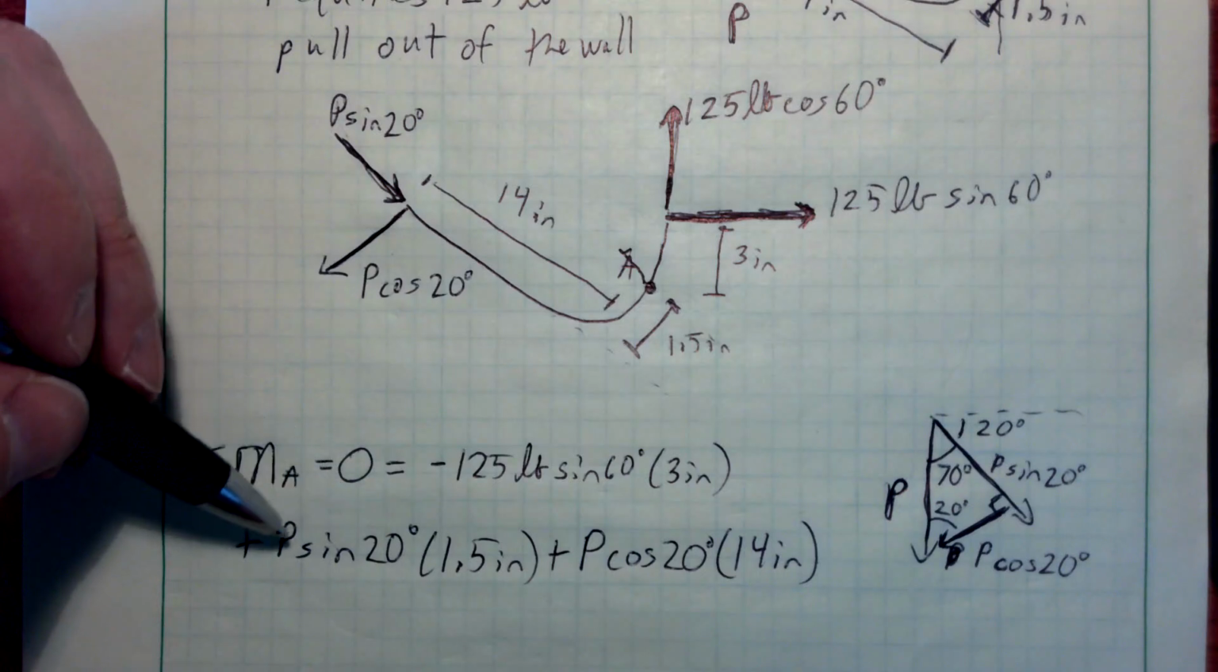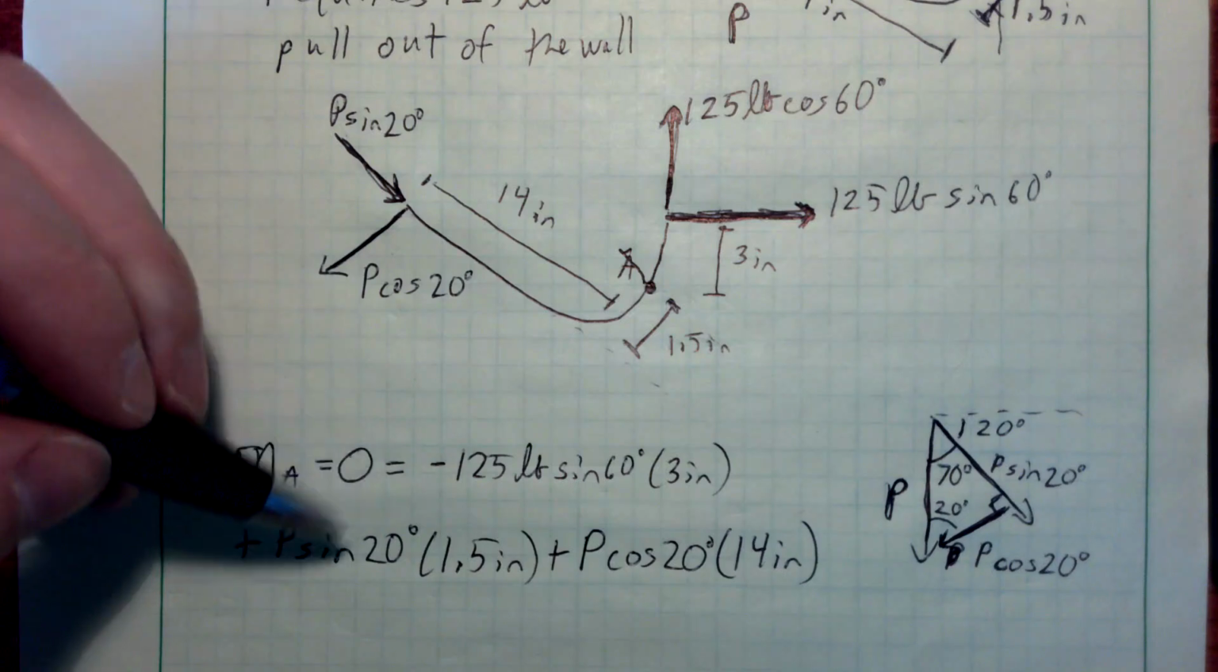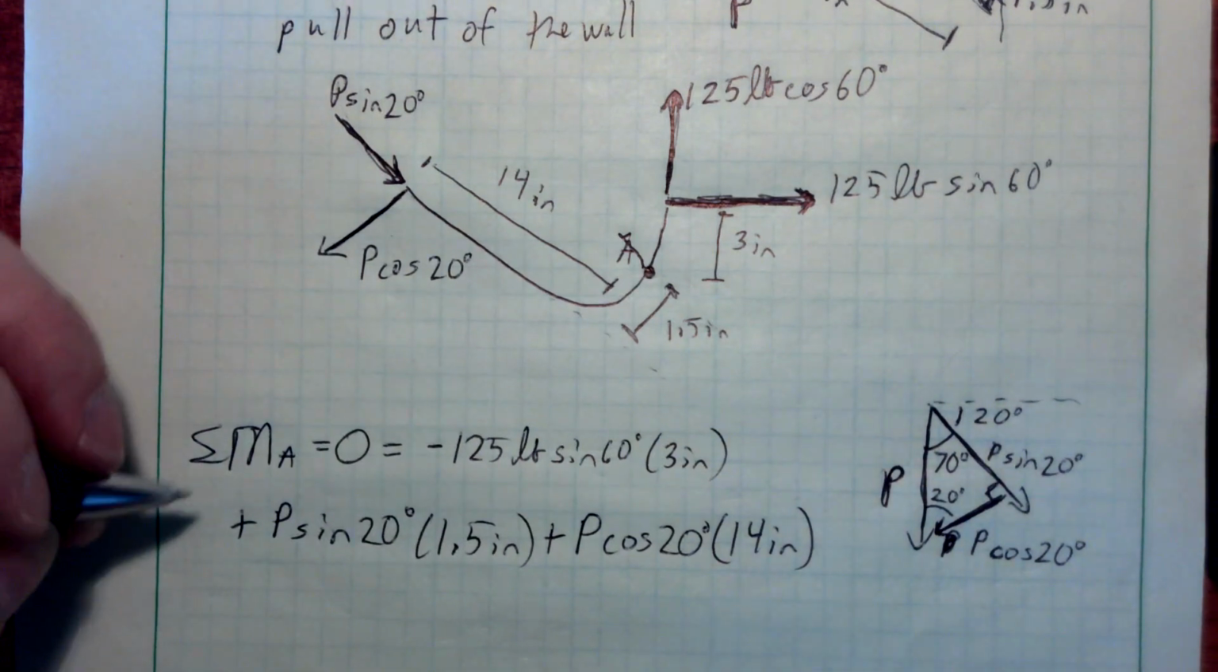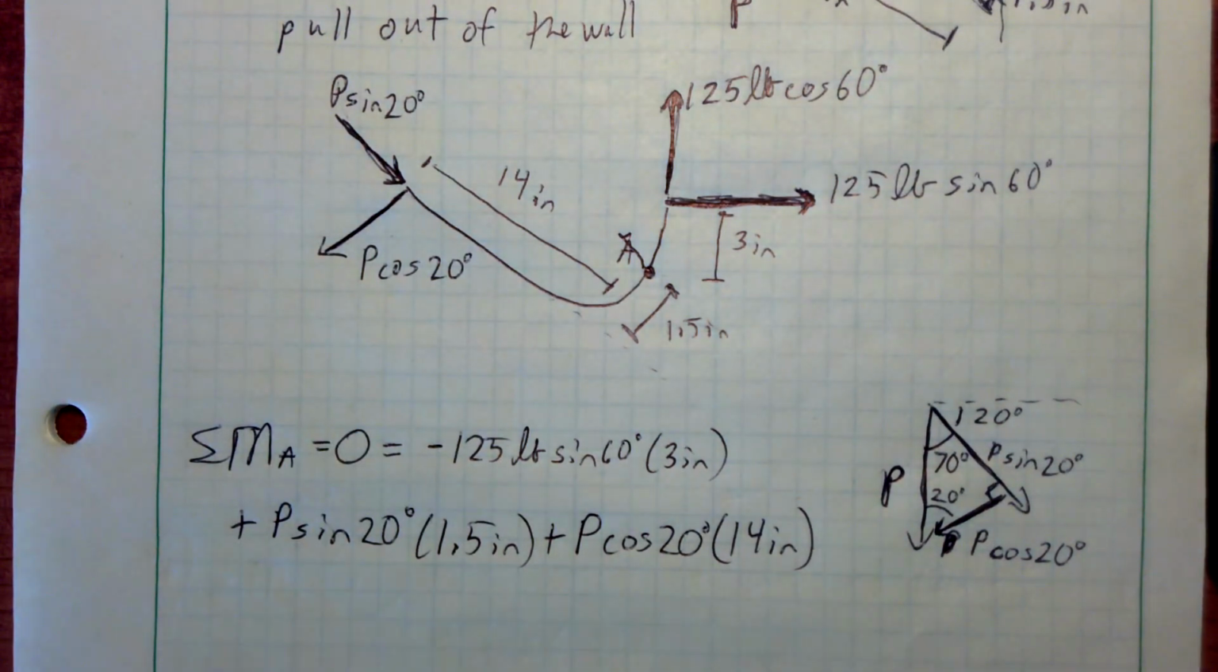They're going to sum to be zero. Again, this will tell me what is the minimum P required. If I have any more P than that, it's going to be easier to pull this nail out. So this is the minimum P required. And now it's just math, right? Now we're just going to solve. I'll let you pause and go ahead and do your algebra there and then come back.